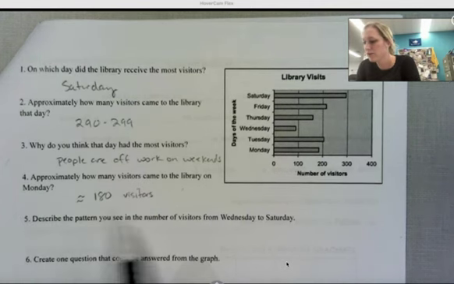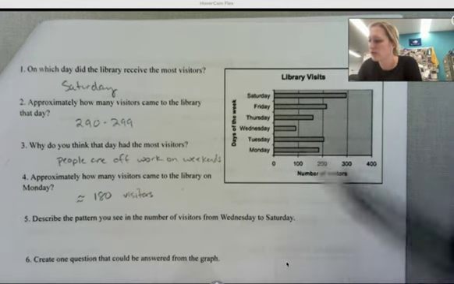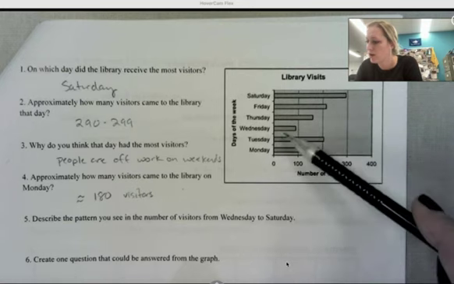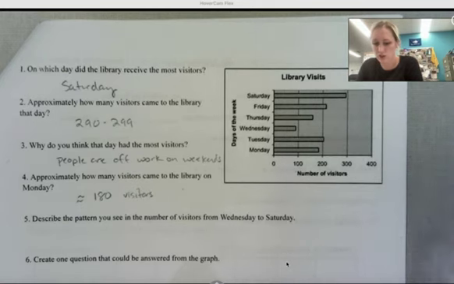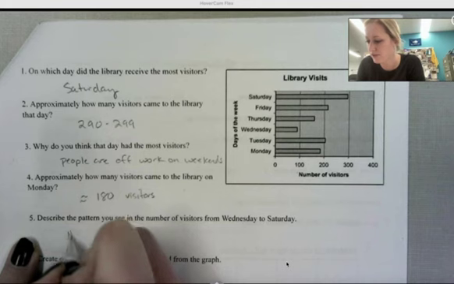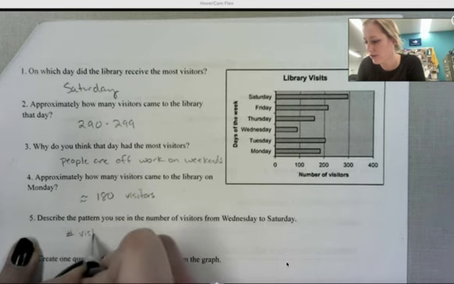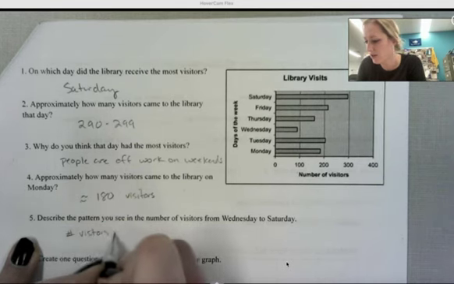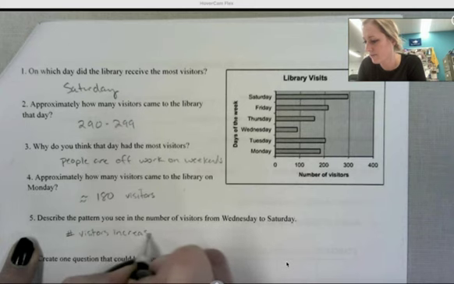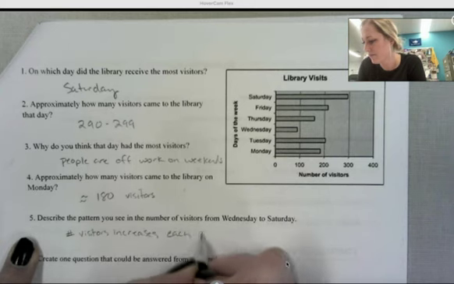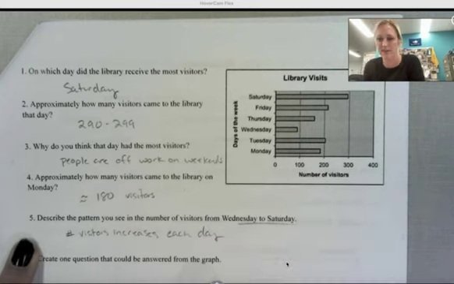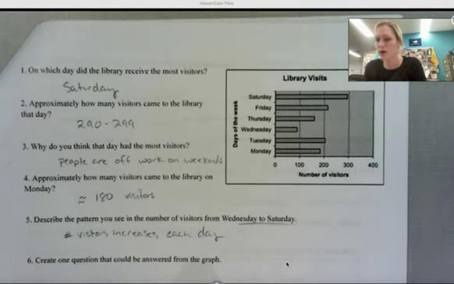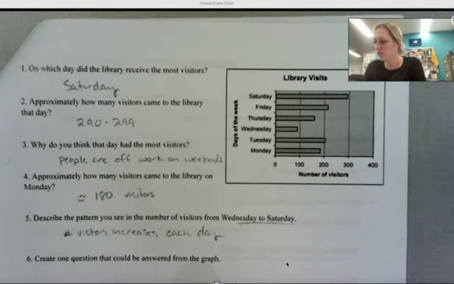Okay, describe a pattern you see from Wednesday to Saturday. From Wednesday to Saturday, each day the number of visitors is going up. So the number of visitors increases each day from Wednesday to Saturday. Okay, and then I want you guys to come up with another question that could be answered by looking at the graph.